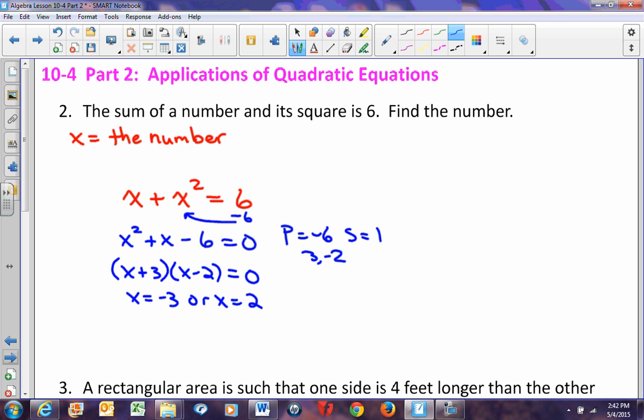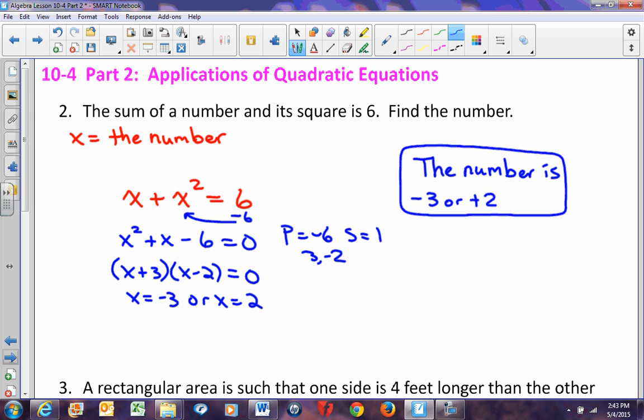Then you might say, well, can we have both of those numbers? Well, let's check it out. The sum of a number and its square is 6. The sum of a number, negative 3, and its square, the square of negative 3 is 9. Negative 3 plus 9 is 6. That works. The square of a number 2, 2 squared is 4. 4 plus 2 is 6. That one works. They both check out, so our numbers are negative 3 and positive 2. The number is negative 3 or positive 2. It can be either one of those because both of those make a true equation.